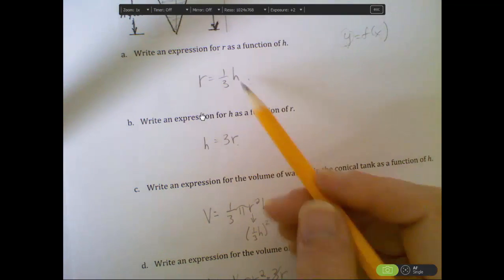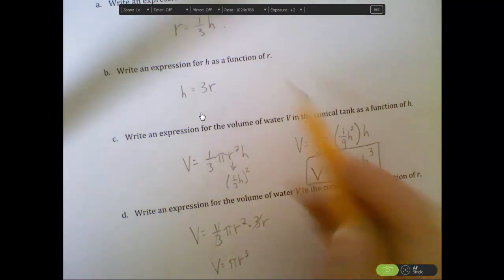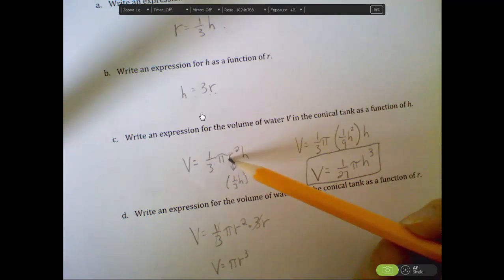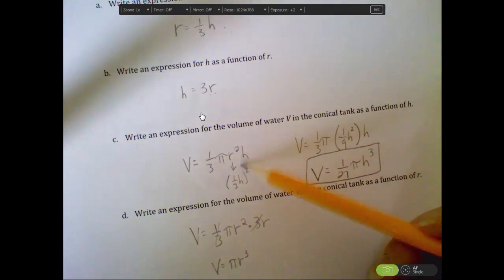h is a function of r just means solve this for h. So you get h equals 3r. Then you have to know the volume of a cone is 1/3 pi r squared h. This is one of those things that's going to show up a lot. You have to memorize it. I'm going to have a list of things you have to memorize. This is one of those things.